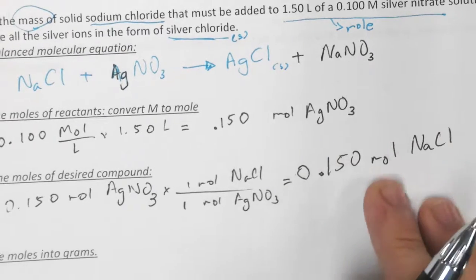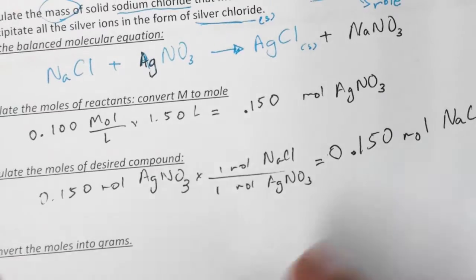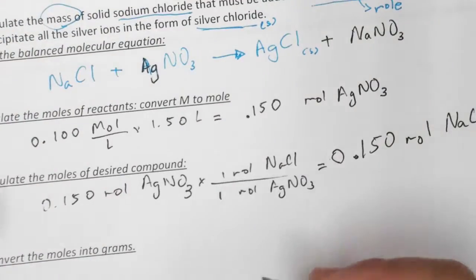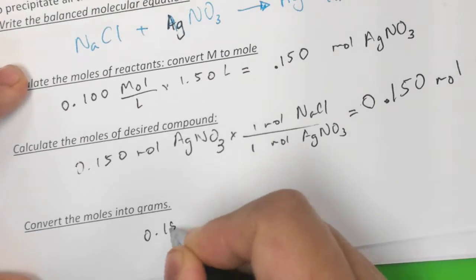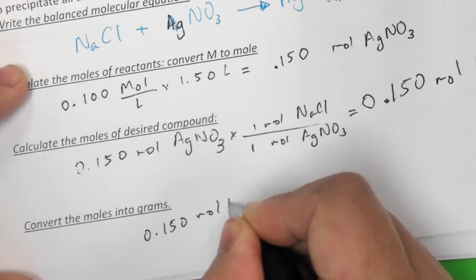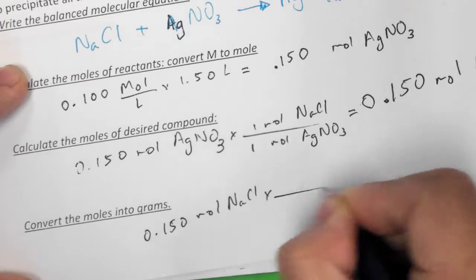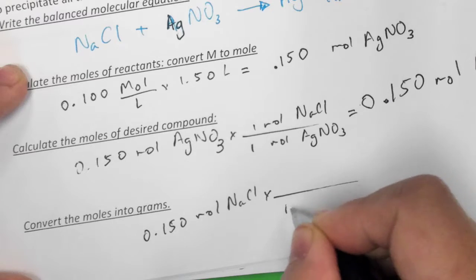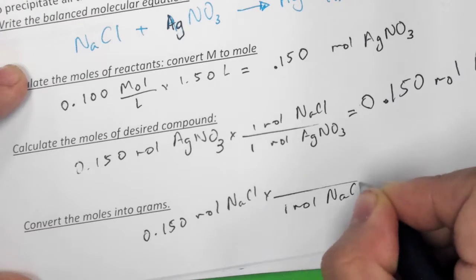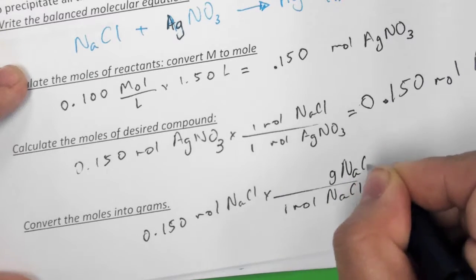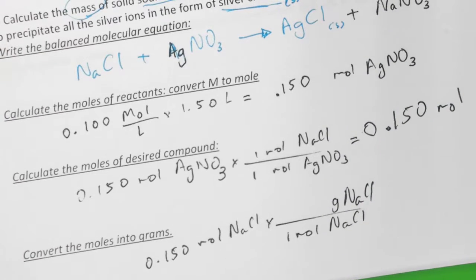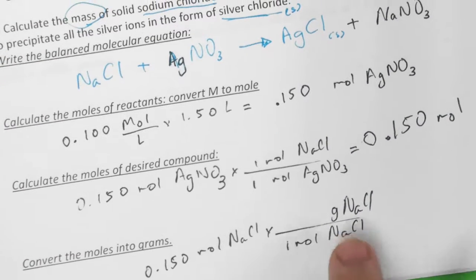Okay, now you get moles. We're not done yet. Since the question is asking for mass, just convert it. So you're gonna say 0.150 mole NaCl. So 1 mole NaCl, gram NaCl. Also notice the molar mass conversion.